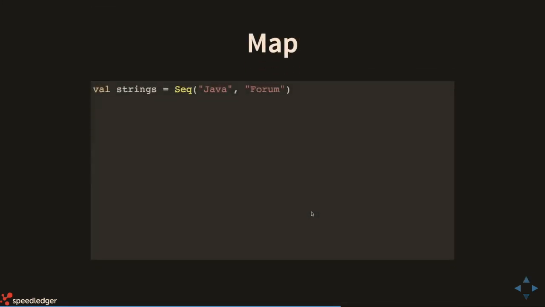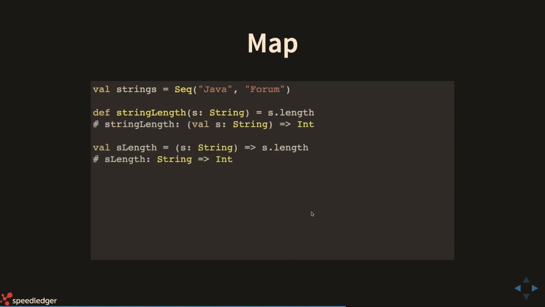So let's have a little bit another look at the map. The map is used to transform values and make new ones. So if we define a function, string length, which takes a string and returns the length, another way to write it is with a lambda function. So we assign the lambda function to the variable s-length. They do exactly the same thing. They get the same signature. It looks a bit different here, but for the compiler, they are the same.